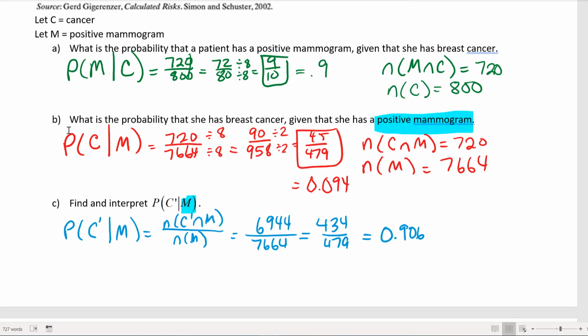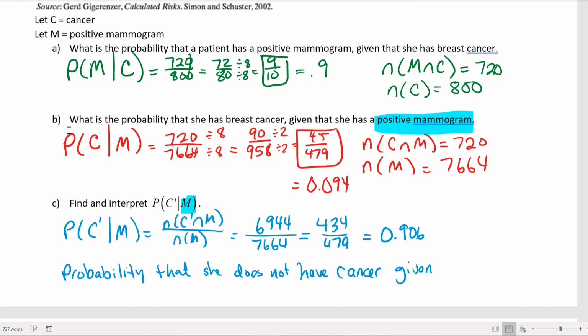So let's interpret what this means. This is the probability that she does not have cancer given that she has a positive mammogram. So just because she has a positive mammogram doesn't mean she's necessarily going to have cancer. There's actually a pretty good chance that she might not. There might be some other irregularities on her mammogram that might have been causing the positive mammogram.